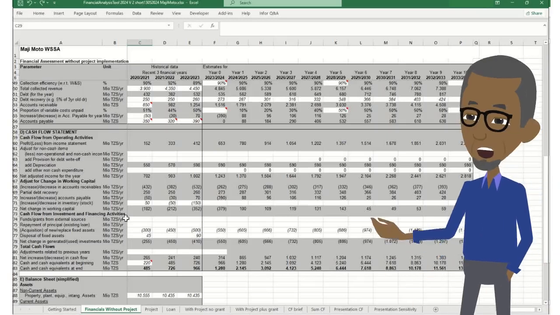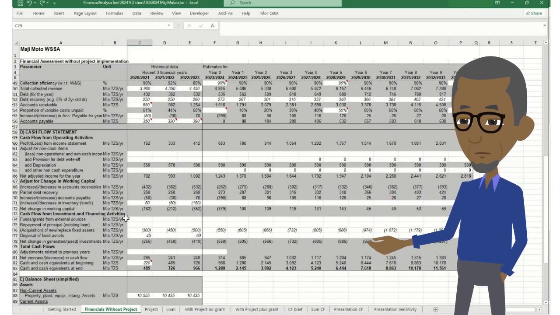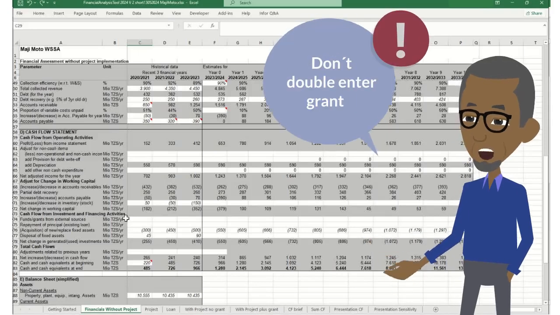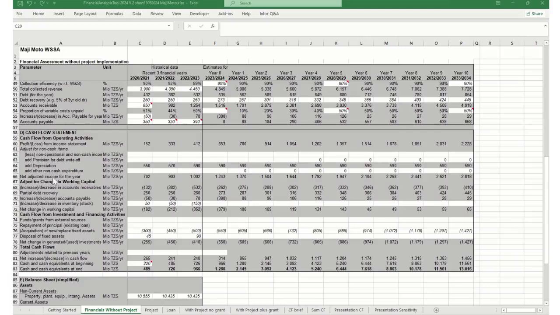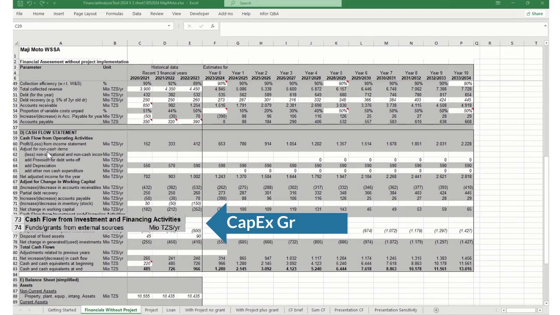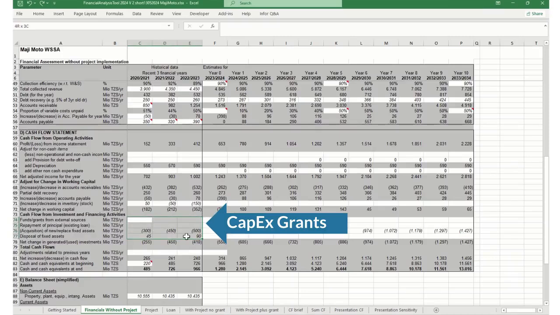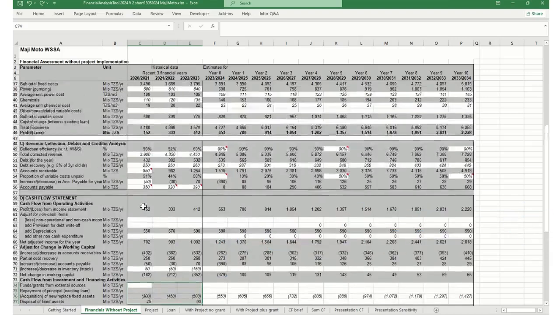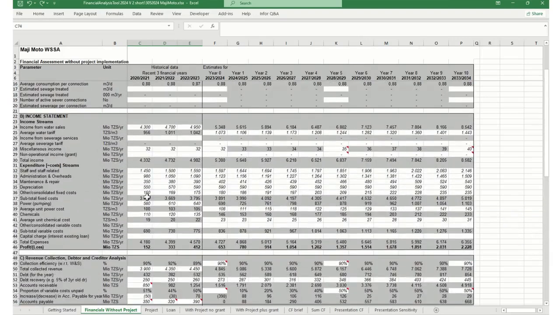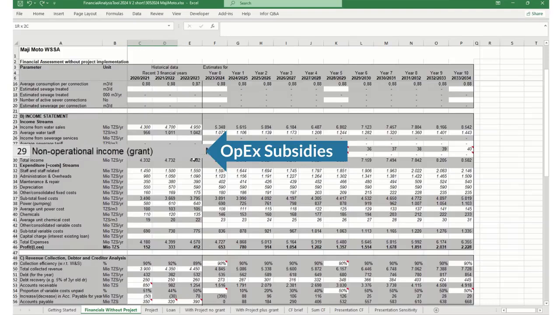If you receive one or several government grants for capital expenditure, make sure that you do not double enter them. Remember to enter CAPEX-related grants under the cash flow from investment and financing activities, while OPEX subsidies should be entered under the non-operational income and non-cash income.